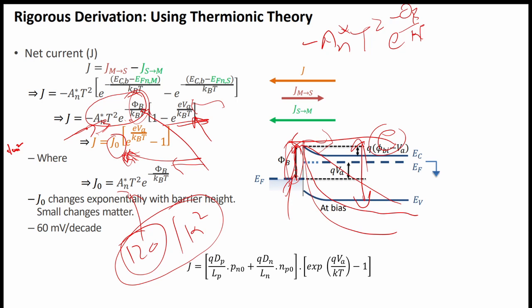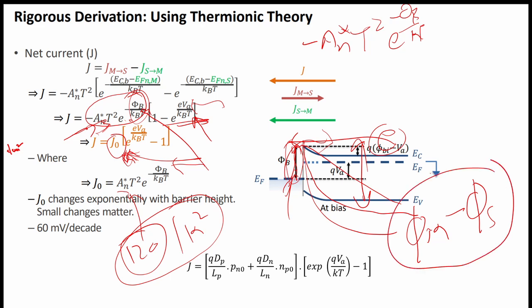the barrier height, which is the difference between the metal work function and the semiconductor electron affinity, chi, the electron affinity. Okay, if this difference comes down, or we decrease the work function of the metal, this phi b decreases and a huge reverse current will flow.